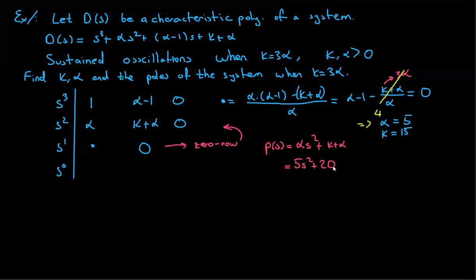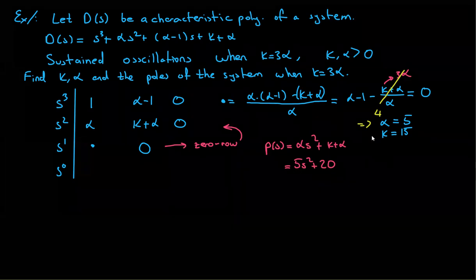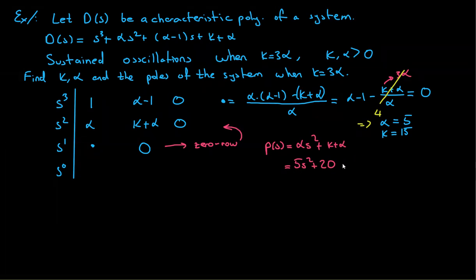So now I know two of the roots of D of S, because P of S is a factor of D of S. And here we can also write those two poles are plus minus 2j, right? So S1 is equal to, let's say, plus 2j, and S2 is equal to minus 2j. So let's find the third pole by making a polynomial division.